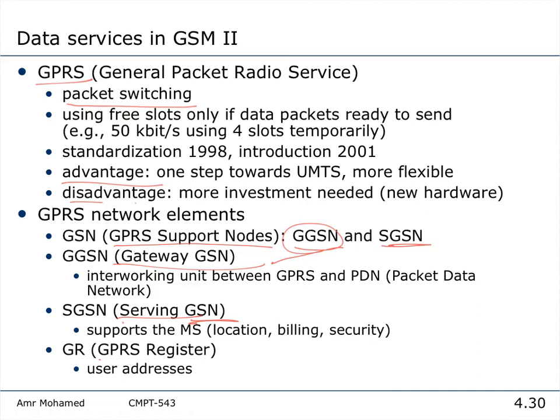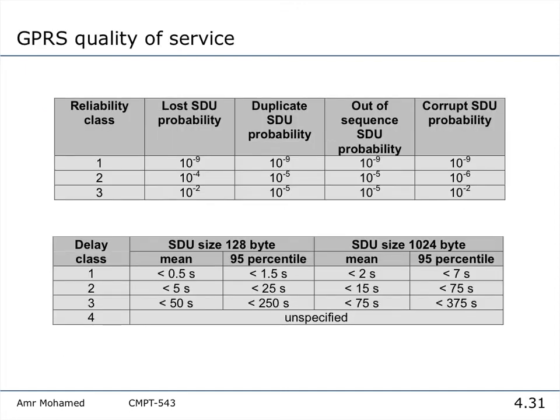And of course, because they are added components, you have added interfaces. So remember we talked about the UM interface, the ABIS interface, the A interface, and the O interface as part of the GSM architecture. These new components add other types of interfaces. They add the GI interface, they add the GN interface. We'll talk about that.